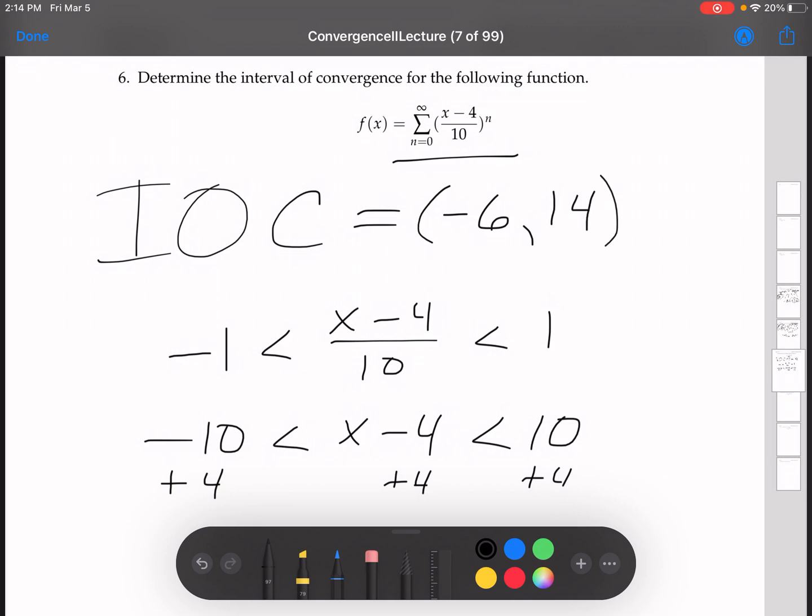So that means that if you put any number between -6 and 14, not including -6, not including 14, then you get some number that is meaningful out of this function. If you plug -10 into this function, you won't get anything meaningful. The function diverges.